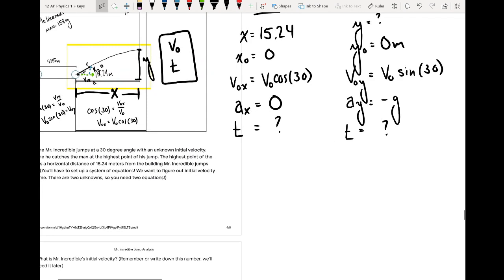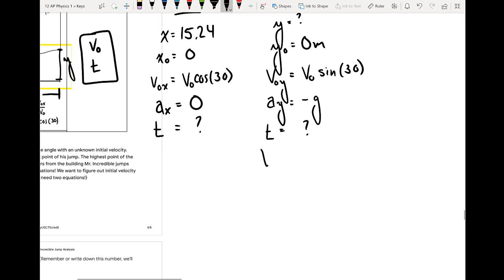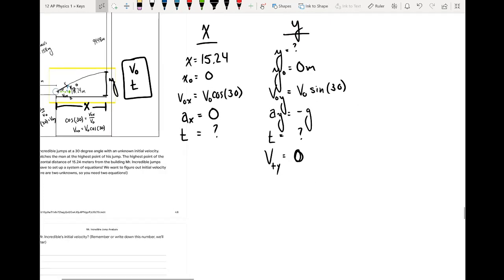What we also know is we're looking at a very specific point. We're looking at the highest point of the jump. So we can say that the final velocity at the top, maybe I'll call it vt for v top, in the y direction is equal to 0 meters per second. So that's a big idea. All right, so then let's start setting up equations and seeing what we can do.